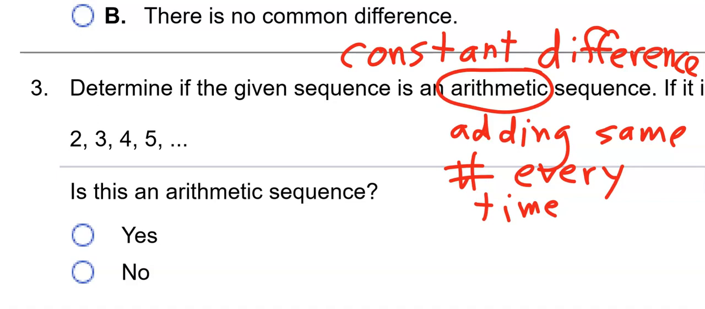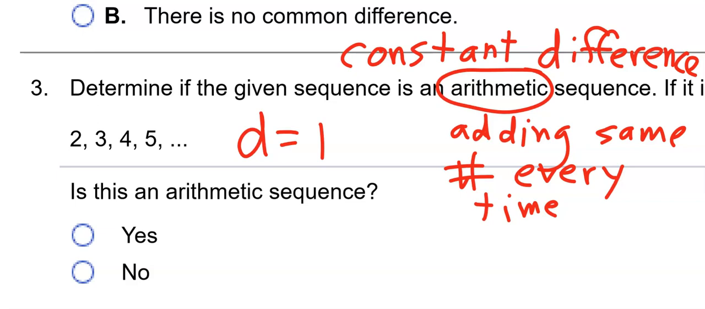So this one is pretty easy for you to tell what we're adding every time, isn't it? What is the common difference between every one of the terms? We will use the letter D to represent the common difference. What are we adding every time? We are adding a 1.